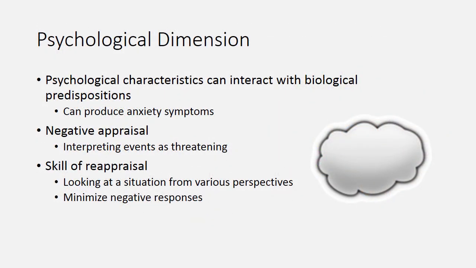The psychological dimension can give us insight as well into the development of anxiety disorders. There is a connection between the mind and the body, and someone's psychological characteristics can interact with biological factors and predispositions. Let's say someone was born with a highly sensitive fight or flight system, or with anxiety sensitivity, which is a tendency to interpret physiological changes in the body as signs of danger. This can leave them vulnerable to developing anxiety.